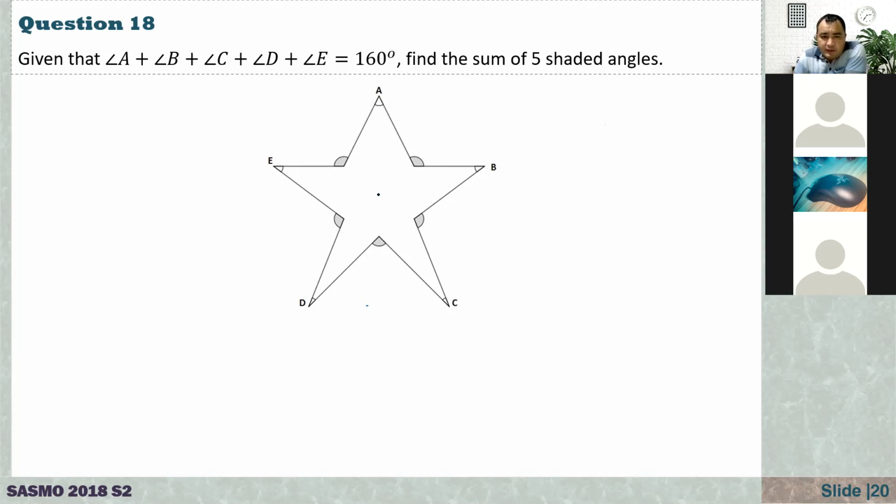So let me just choose any point in the center of the circle. It doesn't have to be the center, actually. It doesn't matter. After that, let me just join these points with this point, okay? This point with this, what?